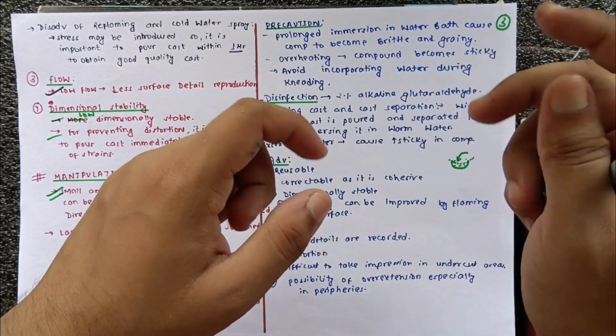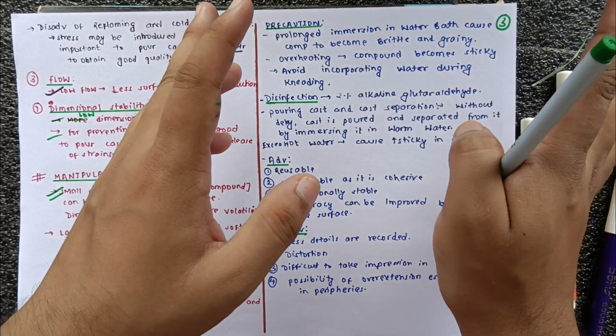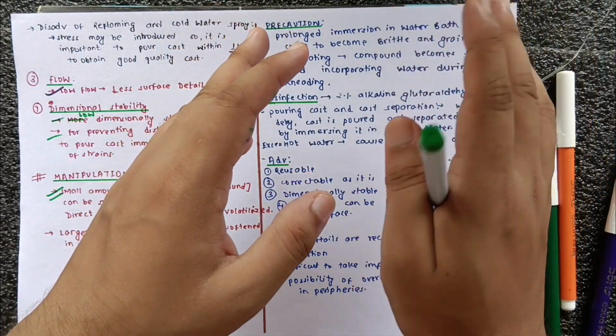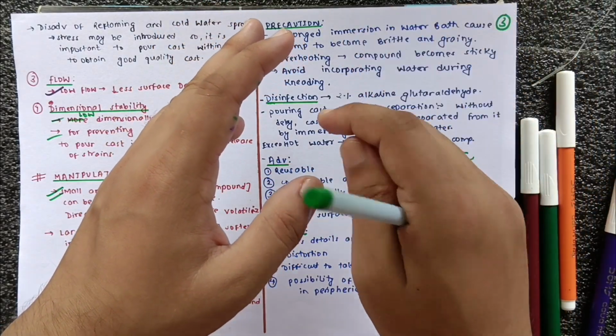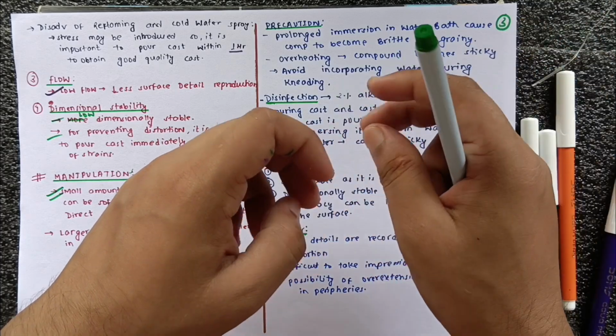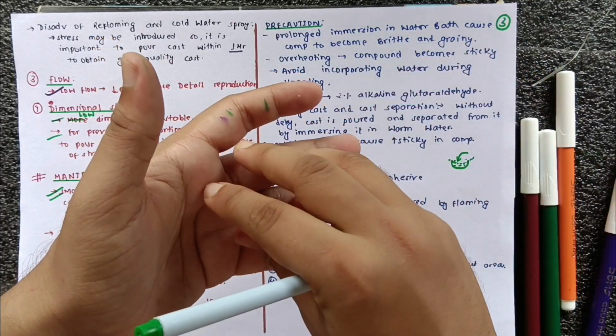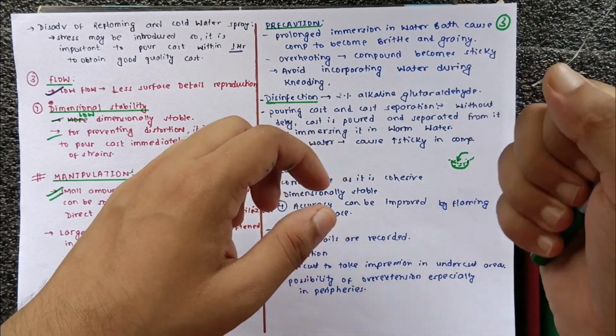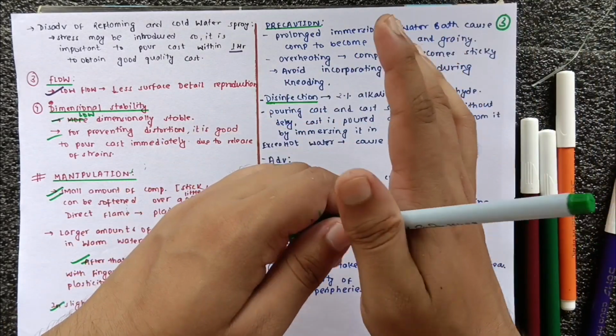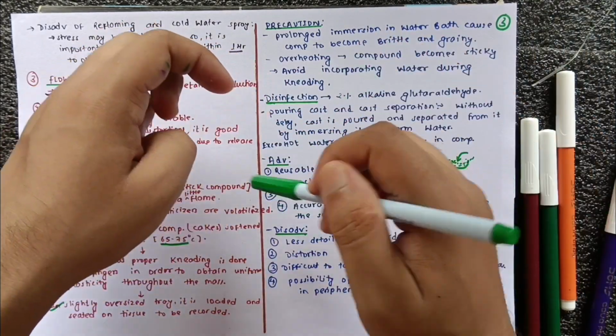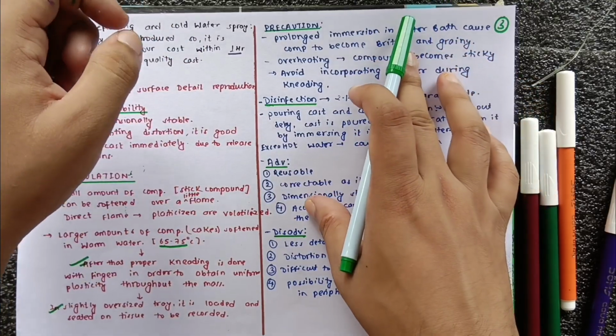And if the impression that you have taken is not good, then again you can correct it. Again you can mold it, put it onto the metal tray, and again dip it into the cold water and take the impression. So that is the proper way of taking an impression with impression compound.